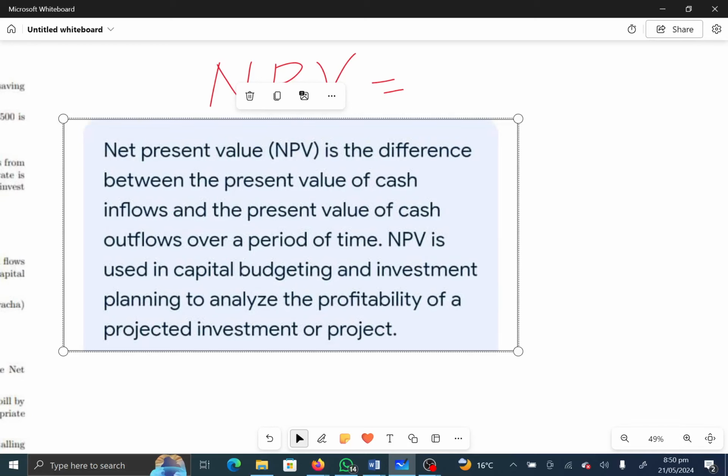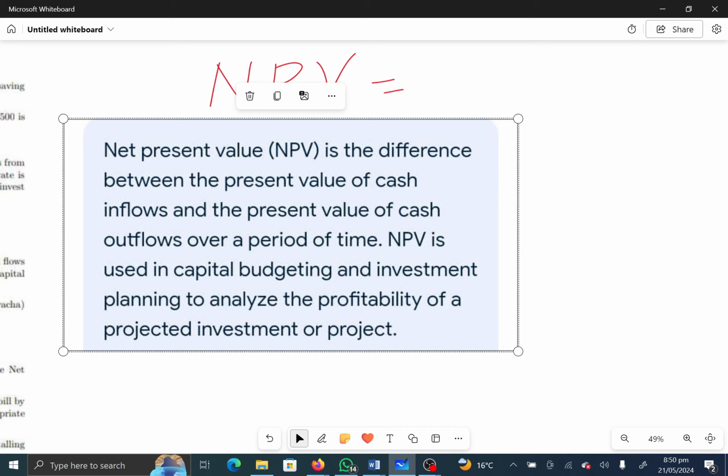All right, so tonight we are looking at the NPV, and we are saying that NPV is a method of project appraisal or investment appraisal. What do you mean by appraisal? We are simply trying to appraise and analyze or assess the profitability of an investment or a project.